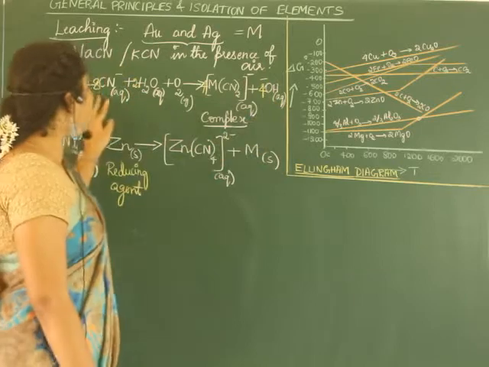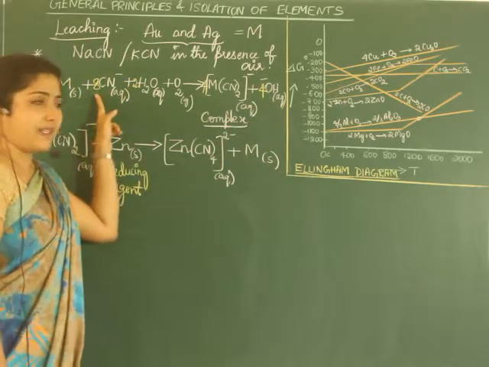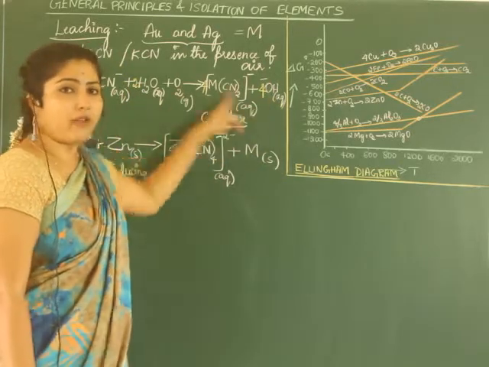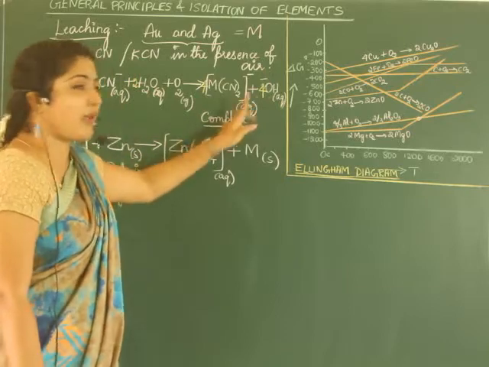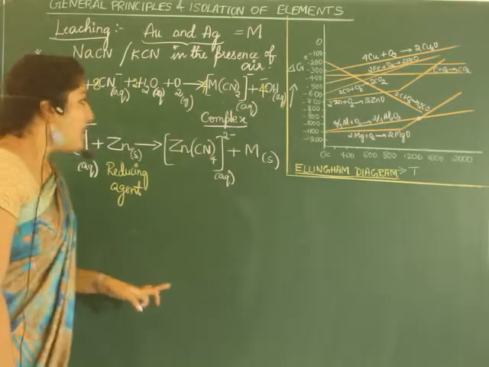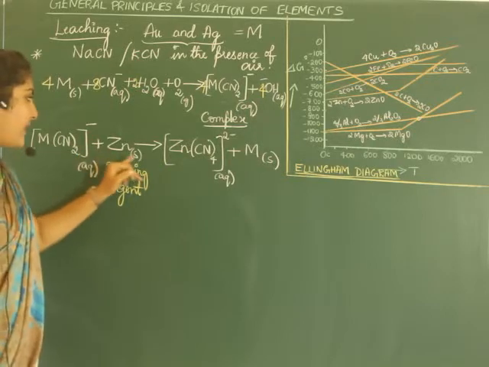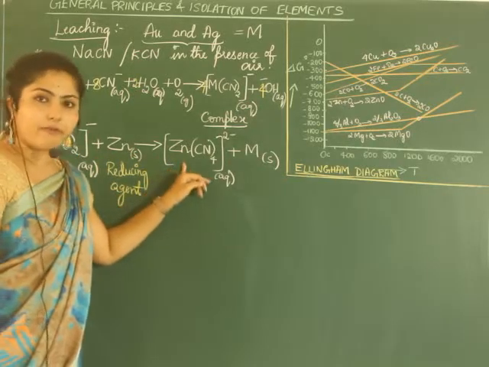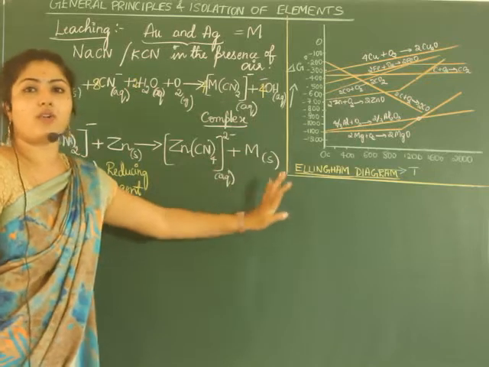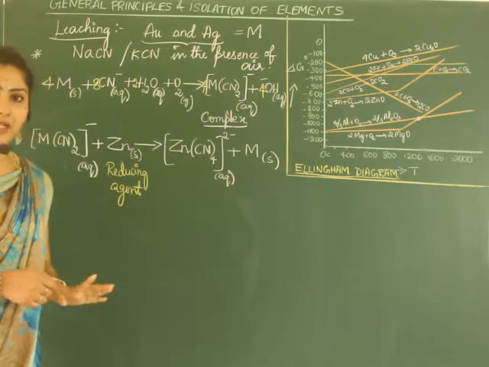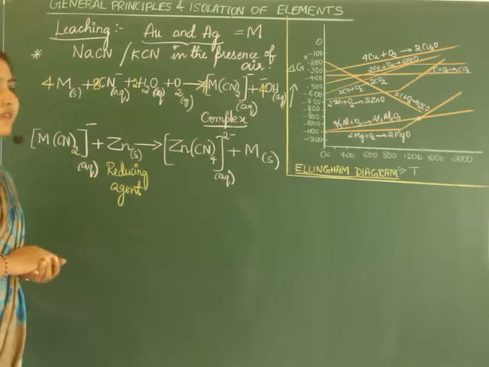If you have taken NaCN here, then this becomes NaOH. If you have taken KCN here, it becomes KOH. That's all the difference is. Then next you will be taking here, if it is Au(CN)2 minus plus Zn, then this becomes Zn(CN)4 2 minus, and here you get gold separated out. Hope it is clear now. So this is a method of leaching.